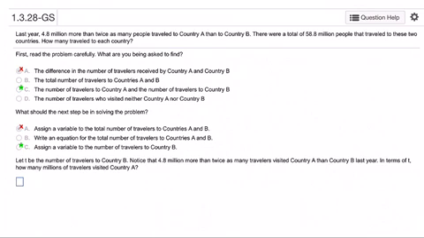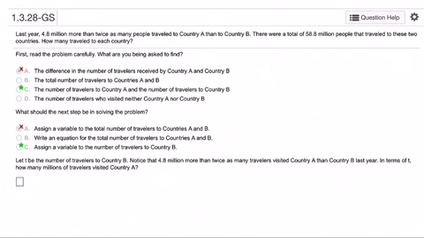Now, this question was asked by a student. He said it was giving him trouble, and I can see where he's already attempted at least the first two. The first question says, first read the problem carefully. What are you being asked to find? He answered the difference in the number of travels received by country A and country B. But the correct answer there is the number of travels to country A and the number of travels to country B. That one, I think, is straightforward.